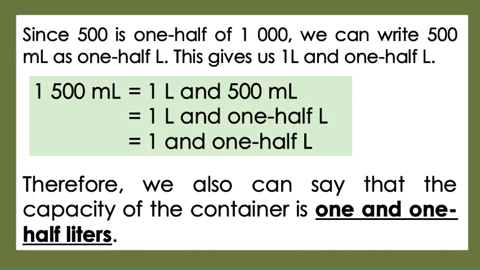Since 500 is 1/2 of 1000, we can write 500 milliliters as 1/2 liter. This gives us 1 liter and 1/2 liter. 1500 milliliters equals 1 liter and 500 milliliters equals 1 liter and 1/2 liter equals 1 and 1/2 liters. Therefore, we can also say that the capacity of the container is 1 and 1/2 liters.